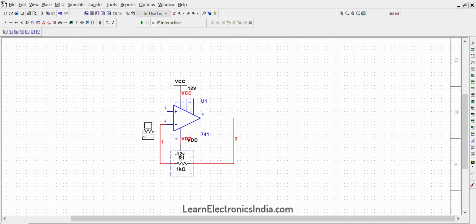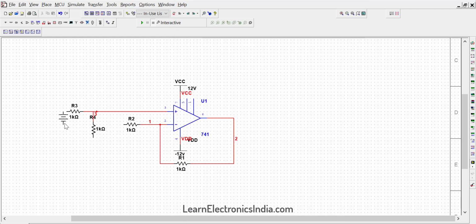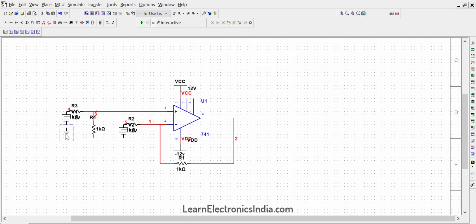Now to make a subtractor, we will copy the previous negative feedback amplifier circuit and connect a resistance 1 kilo ohms between the inverting input and V2 and a resistance 1 kilo ohms between the non-inverting input and ground and another 1 kilo ohm resistor between the non-inverting input and V1. To obtain a proper difference, all the resistors should be of the same value. Hence the difference is given by this formula.